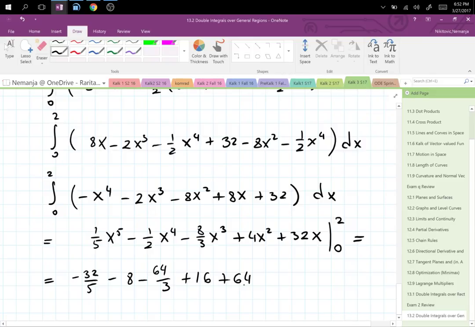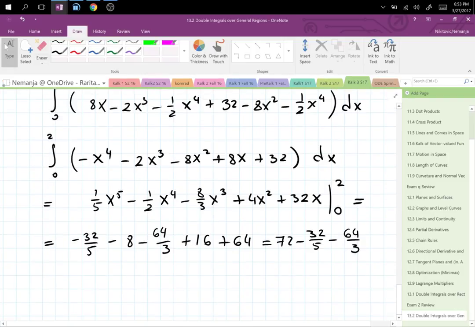So 64 plus 8 is 72. So we have 72 minus 32 over 5 minus 64 over 3. Right? And that's equal to a number. And that's the volume.